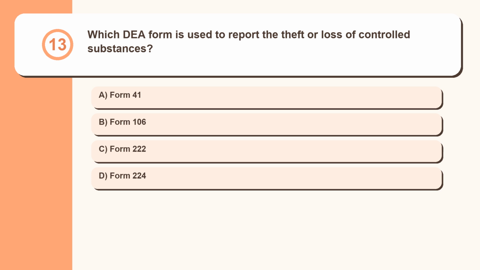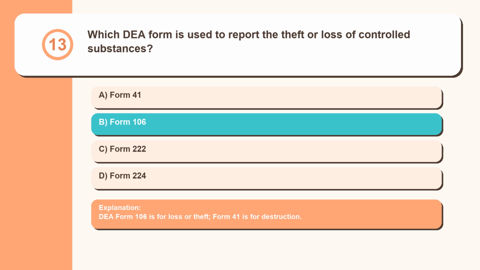Question 13. Which DEA form is used to report the theft or loss of controlled substances? Form 41, Form 106, Form 222, Form 224. DEA Form 106 is for loss or theft, Form 41 is for destruction.